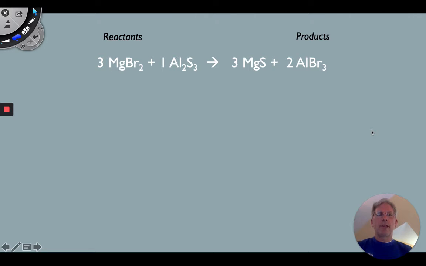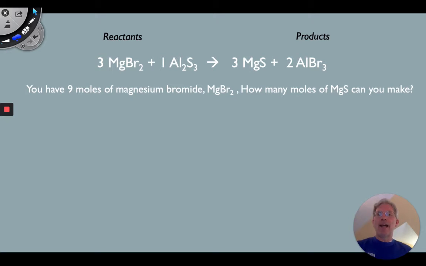Let's start with that chemical reaction again. 3 magnesium bromides plus 1 aluminum sulfide produces 3 magnesium sulfide and 2 aluminum bromide. And let's say that I give you 9 moles of magnesium bromide, and I want to know how many moles of magnesium sulfide you can make.